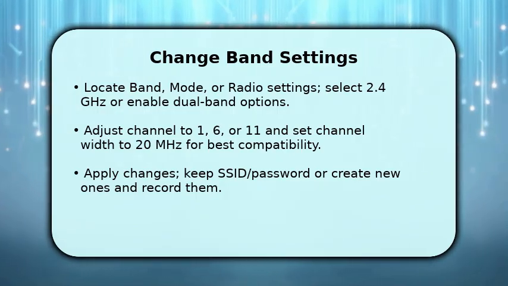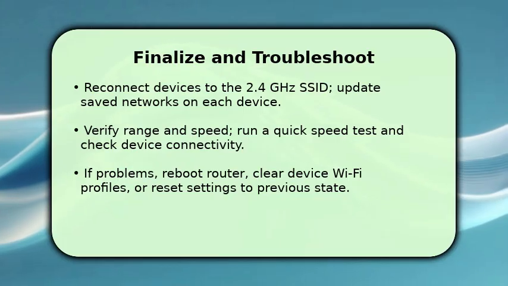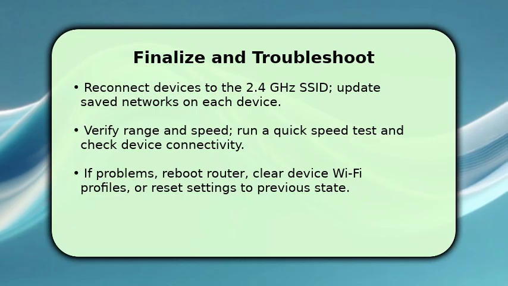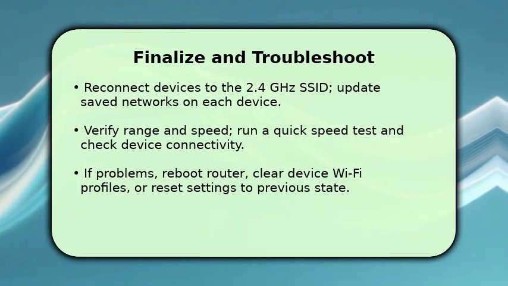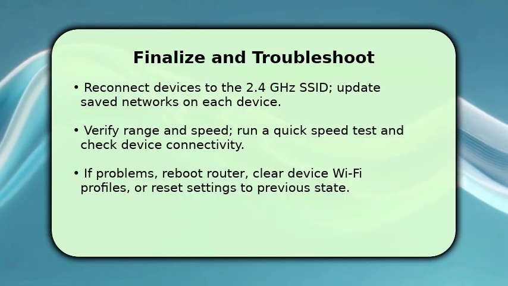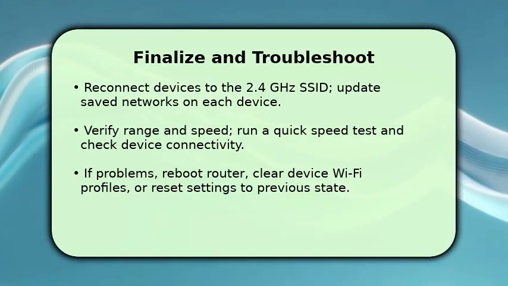You finish by reconnecting your phones, laptops, and IoT devices to the 2.4 GHz network you set up. Make sure each device's saved network is updated so it doesn't try 5 GHz again. Test range and basic throughput to confirm expected behavior.